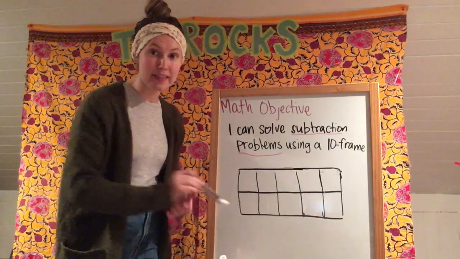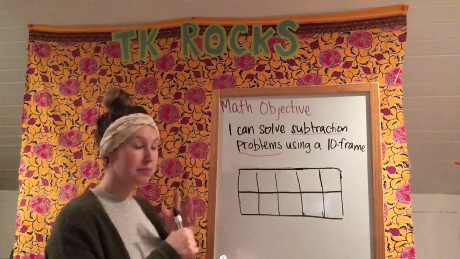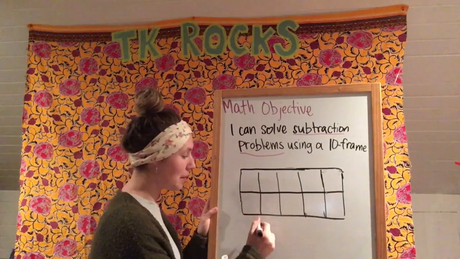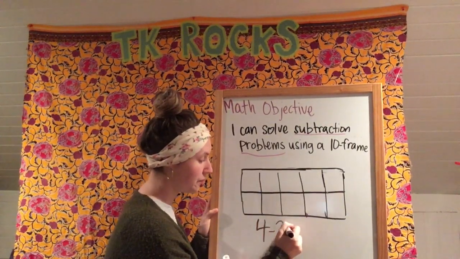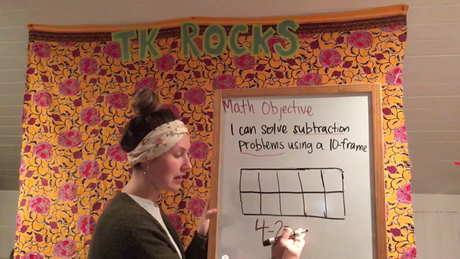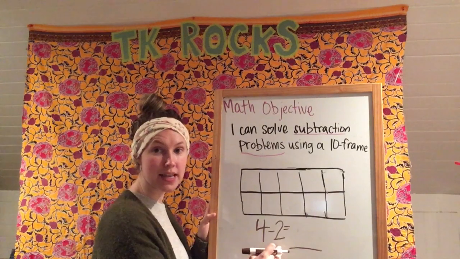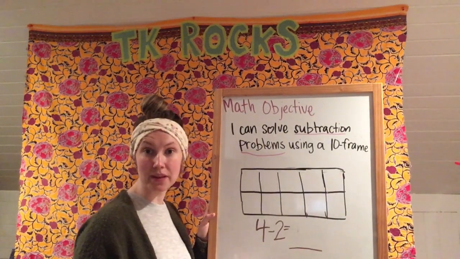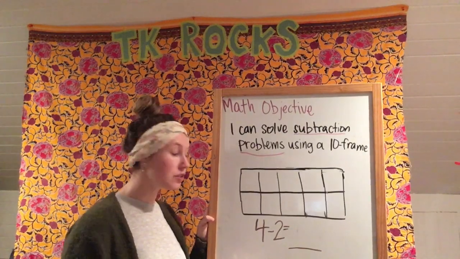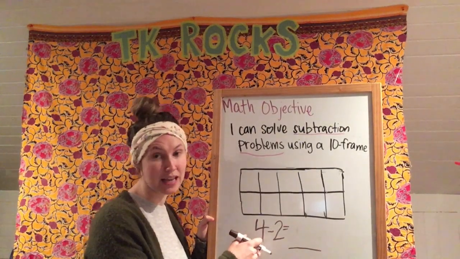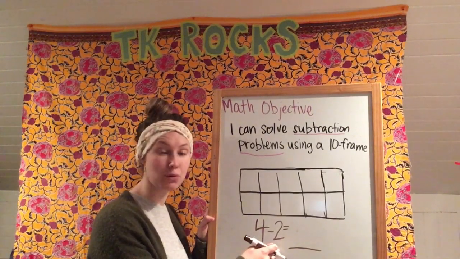Let's practice with a subtraction problem. So I'm just going to write a random problem here. I'm just going to come up with one. Let's say 4 minus 2. And we'll think about what that equals. So if we had 4 and we take away 2, how many are we left with? How would I solve this using my 10 frame? Well, I want to start with my number that I'm taking away from first. And I'm going to start with 4, and then I'm going to take 2 away.